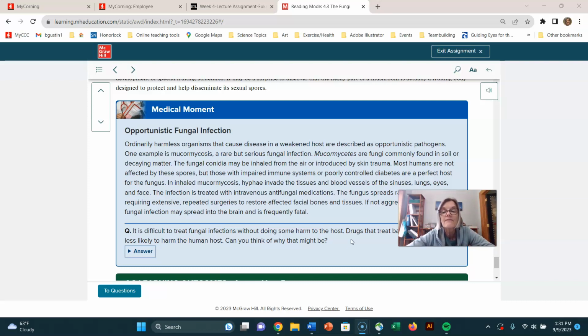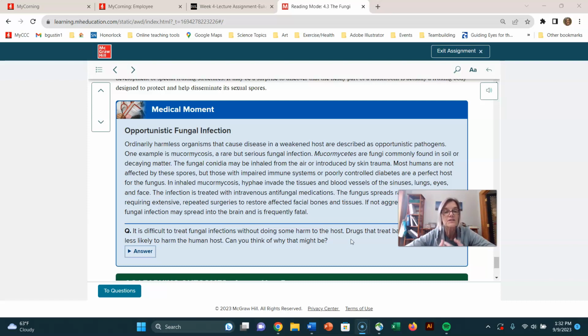But remember, fungi are eukaryotic organisms. So when you are trying to find drugs that damage fungi, fungi are very similar to our own cells. So it can be very difficult to treat fungal infections, even things like nail infections, nail fungus. For some of those nail fungus treatments, you have to get regular blood tests to see if they're damaging your liver. These are toxic chemicals.